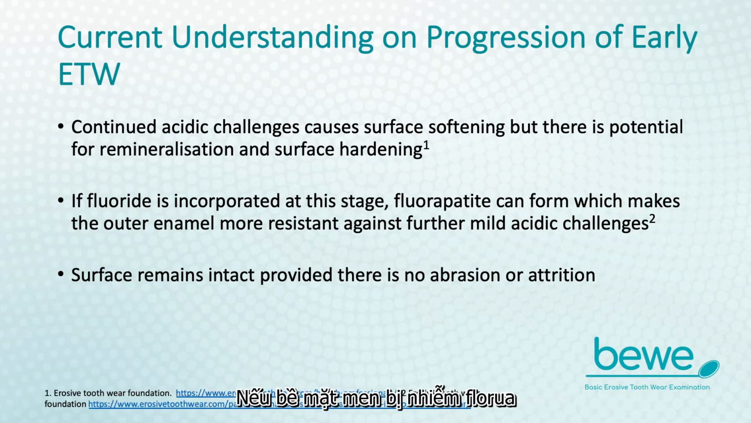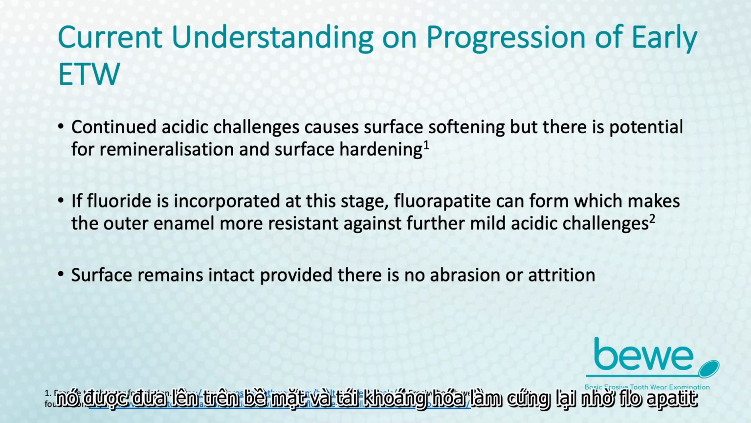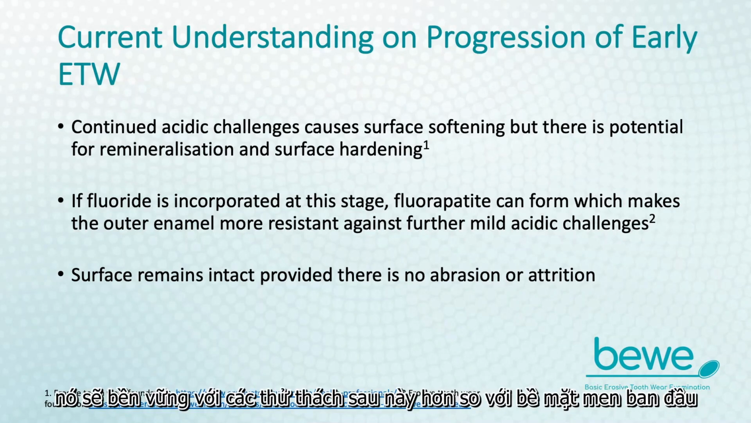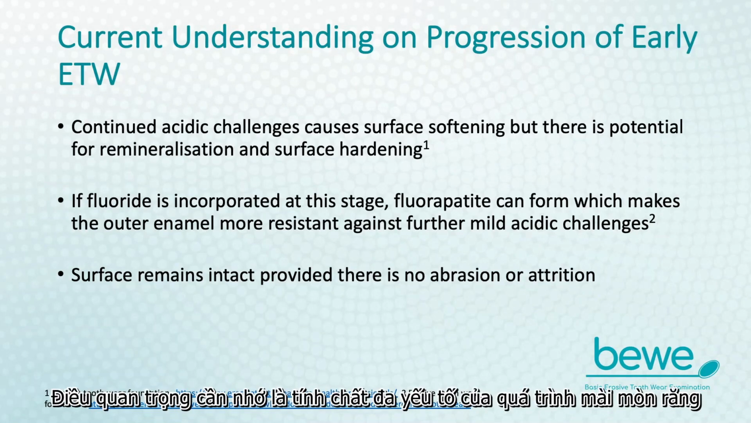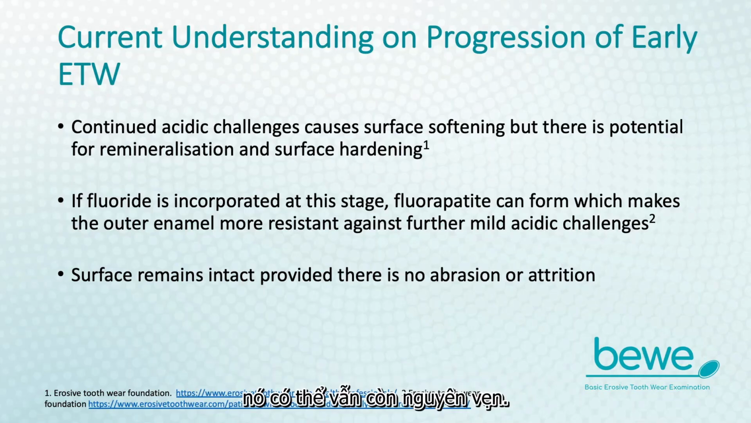If the enamel surface is exposed to fluoride, for example from a toothpaste or mouthwash, it is taken up onto the surface and rehardens, remineralization, resulting in fluorapatite, which is more resistant to further erosive challenges than the original enamel. It is important to remember the multifactorial nature of erosive tooth wear, as if the softened enamel surface is not exposed to mechanical forces from abrasion or attrition, it can remain intact.